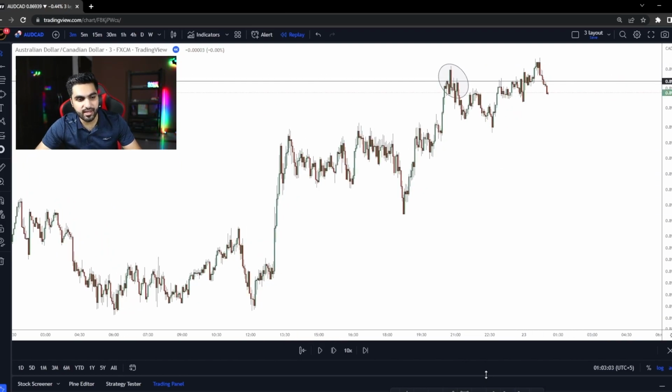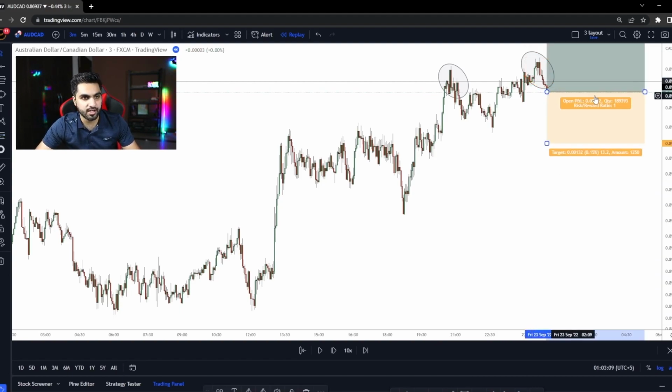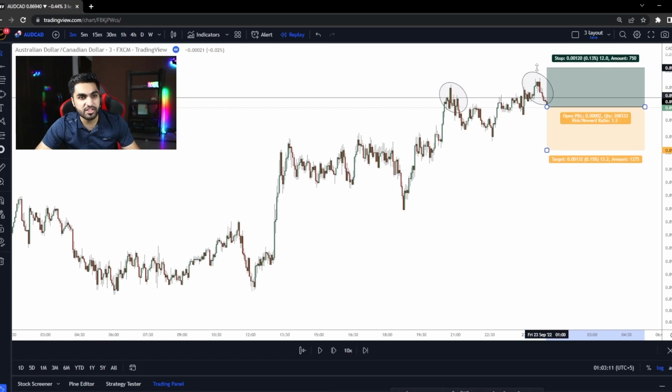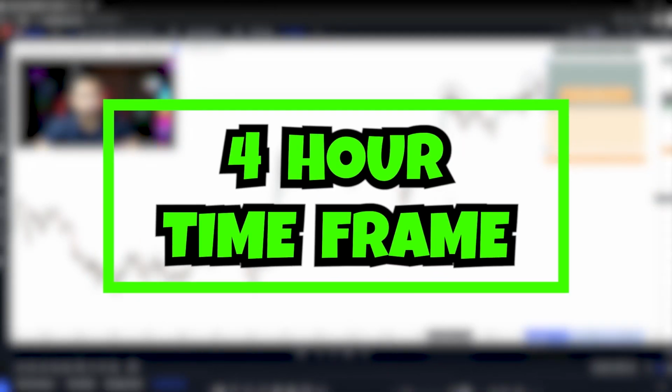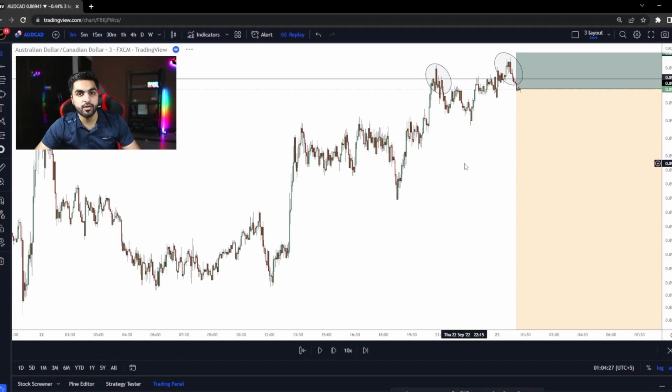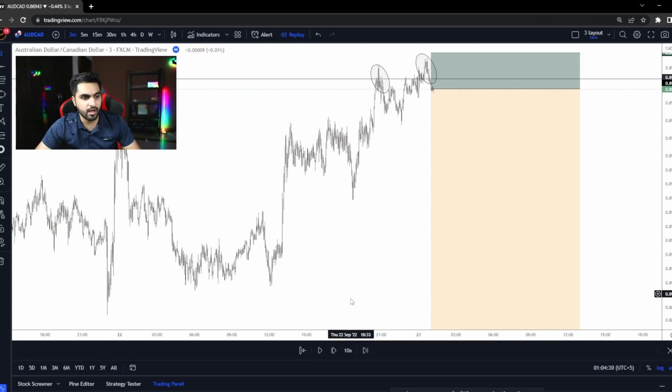And if we get that sort of a rejection, we can place the trade from here. Now here you can see that we have again got a rejection right here. So we place the trade right after the second rejection, put our stop loss just above the area from where the second rejection has happened, and our target at the lows of 4-hour time frame, it's going to be a good risk to reward ratio trade. And let's see how this will work out.